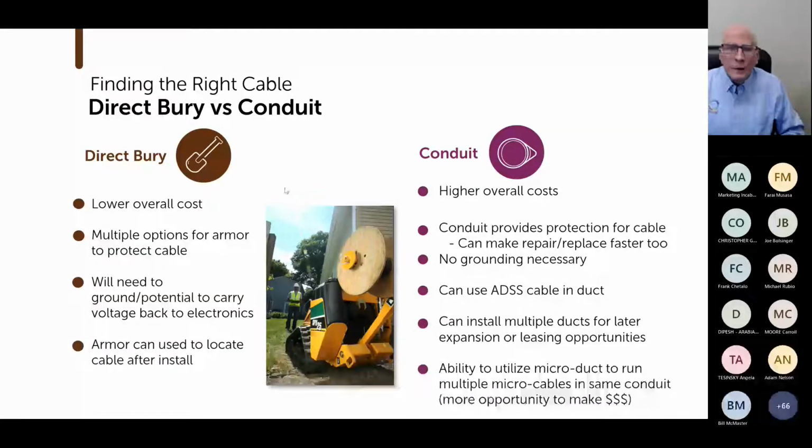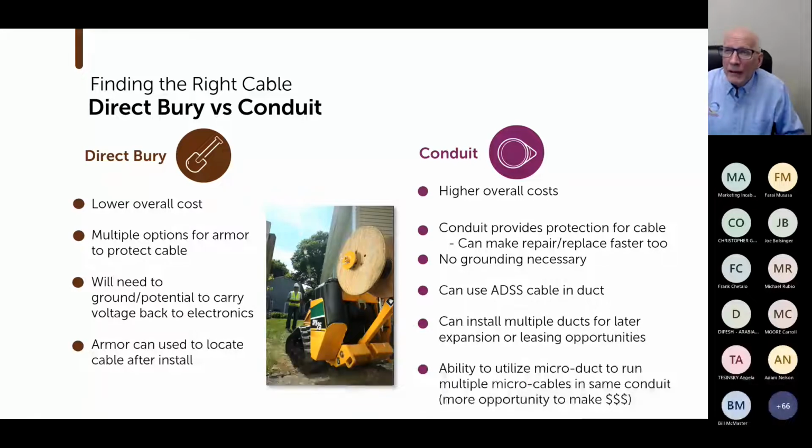As for the trade-offs between whether I direct bury an underground drop cable or put it in conduit, obviously direct bury would be a lower overall cost. You can protect the drop cable. There are different forms of armor to do that. If you're using metal armor, though, you do have to worry about grounding. That armor can itself be used. It basically inherently makes a cable tonable.